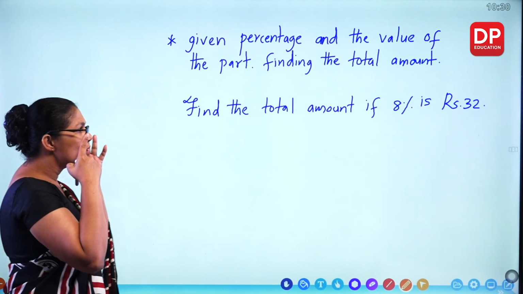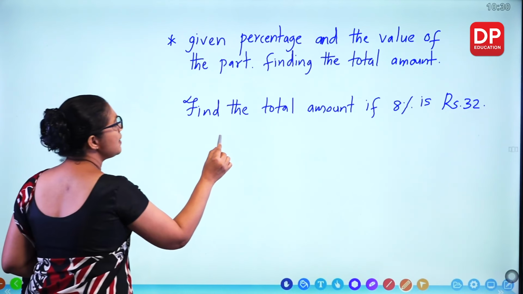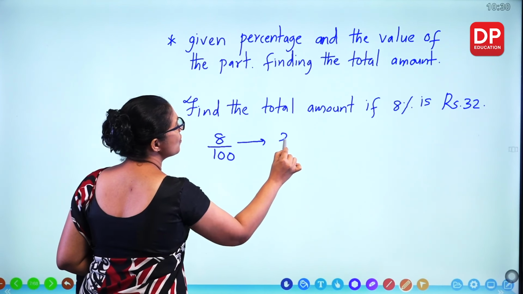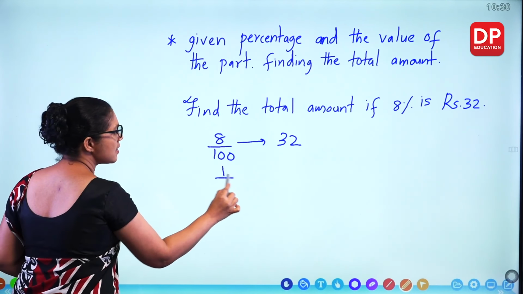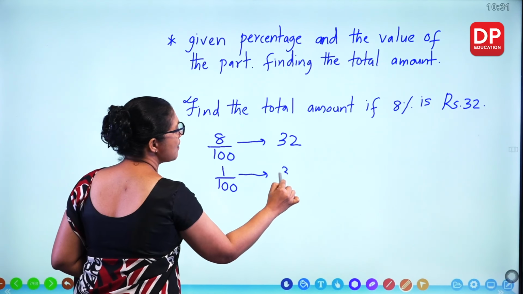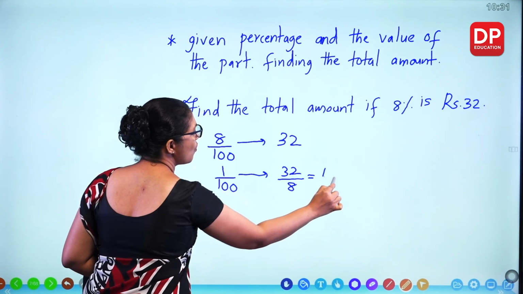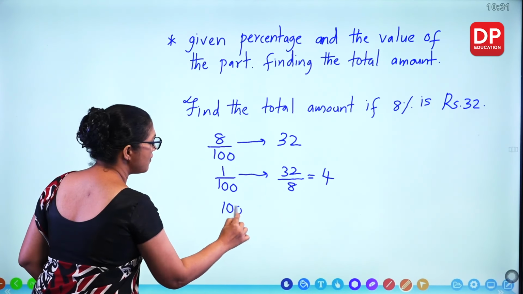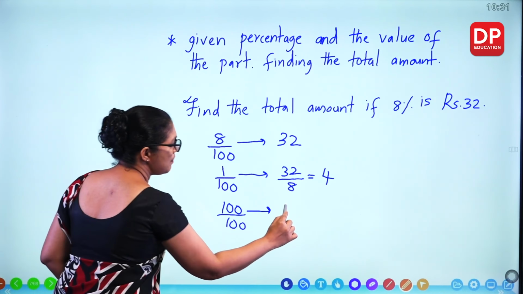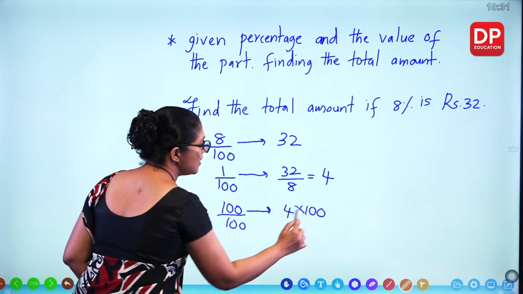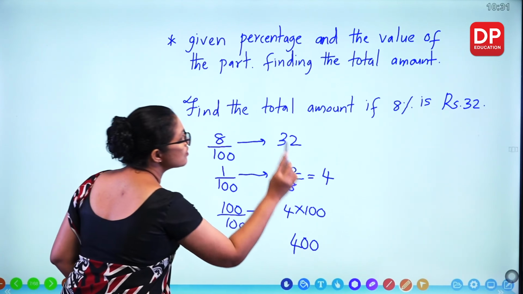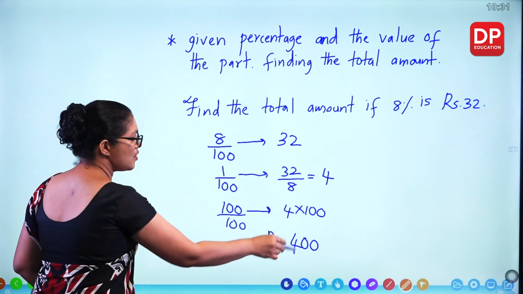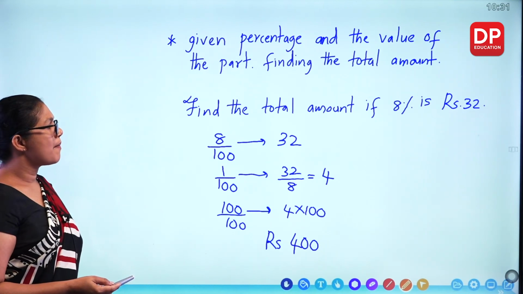So how can we do this? If the 8% value is this one, means 8 over 100 is 32. Then what is one part? 1 over 100 means you divide by 8. That's 4. One part is 4. So the full part means 100 parts. So 100 over 100 means 4 multiplied by 100, you get 400. So this is rupees. If you know one part and the percentage, you can find out the total amount.